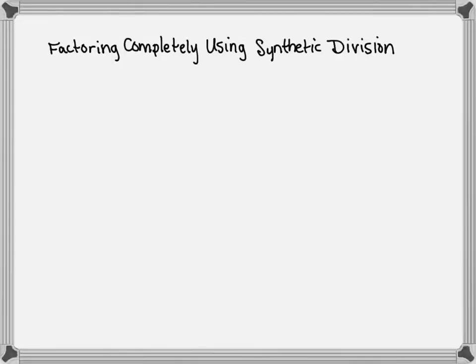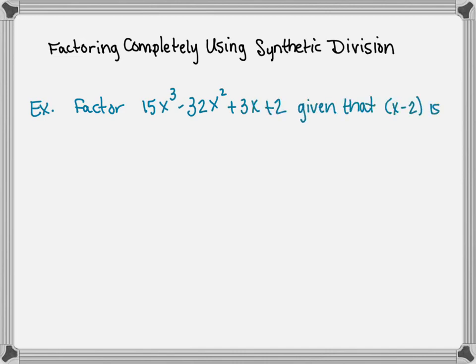Let's look at a way that we can use synthetic division to help us factor completely. For example, let's factor 15x cubed minus 32x squared plus 3x plus 2, given that x minus 2 is a factor. So I'm going to set up synthetic division using the coefficients of my 15x cubed minus 32x squared plus 3x plus 2. So I have 15, negative 32, 3, and 2.